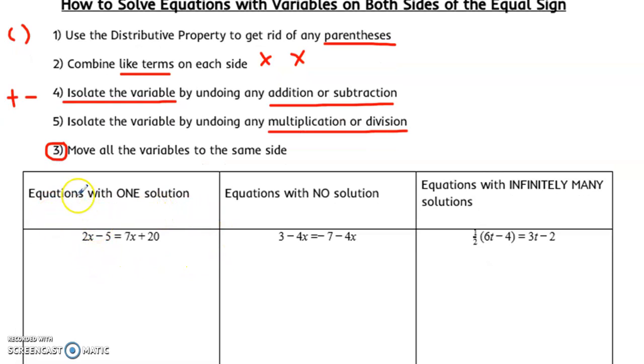Alright, for this first one, first step is to use the distributive property to get rid of any parentheses. In this problem we don't have any parentheses, so we can skip step 1. Step 2 is to combine like terms on each side. So we don't have any like terms on this side of the equal sign because this one has an x and this one doesn't. And this one has an x and this one doesn't, so we don't have any like terms.